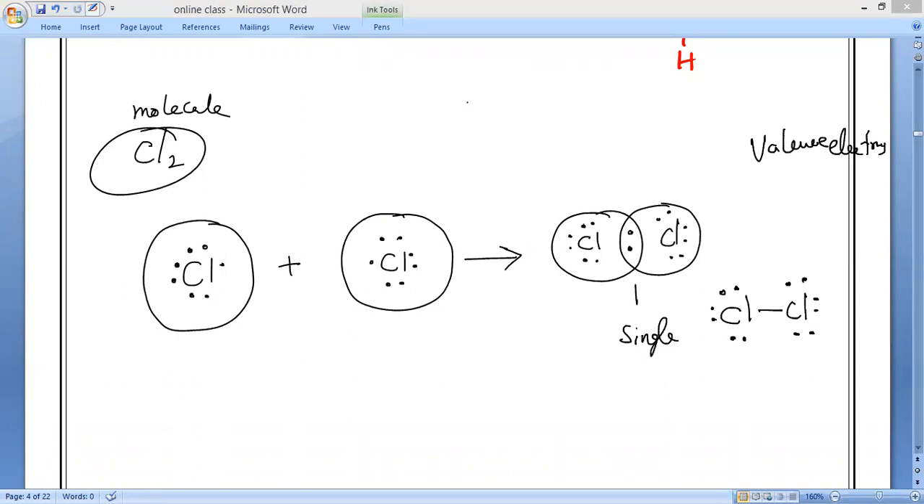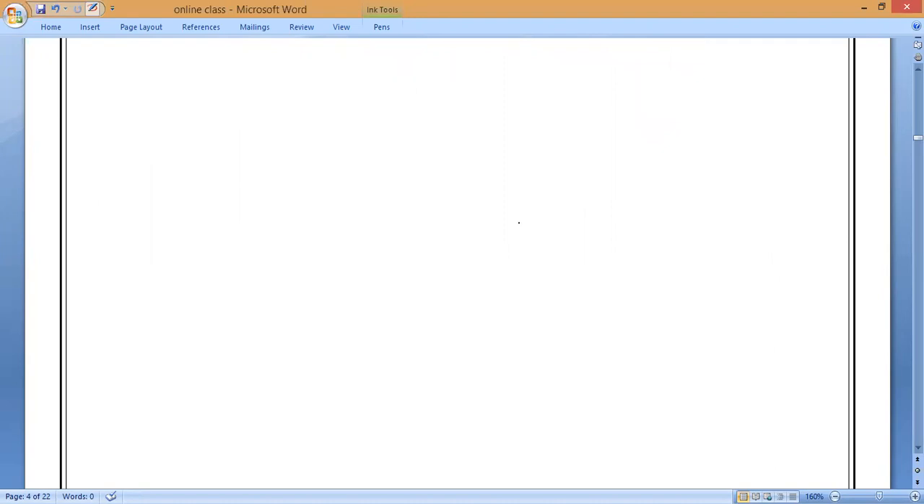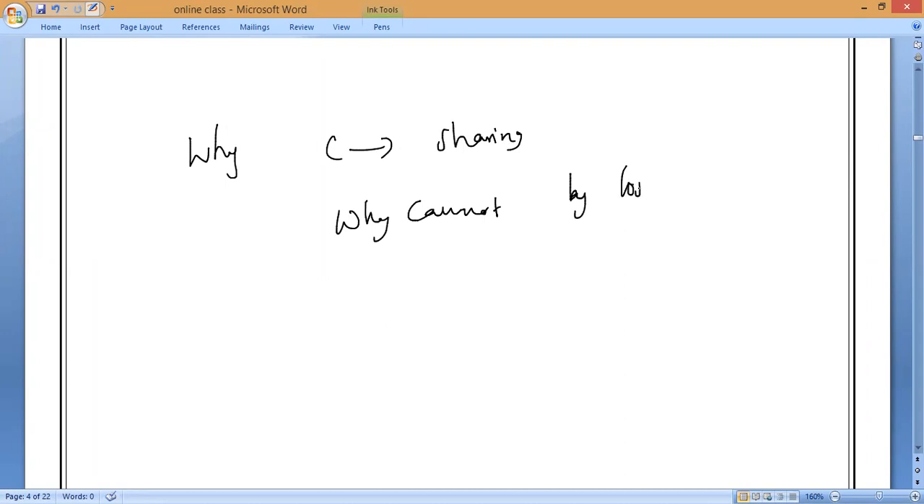For example, if I consider, all of you observe. Can you understand my question clearly? Any doubt? Please understand the question. Why is carbon always sharing the electrons? Why can't it, by loss of four electrons, attain, say, a carbon 4 plus cation? Is it right or wrong? All of you should answer.